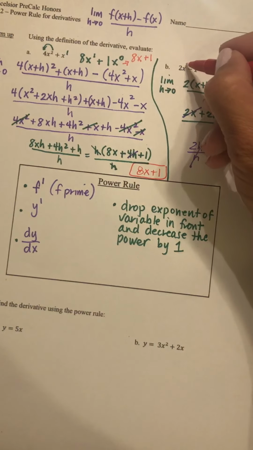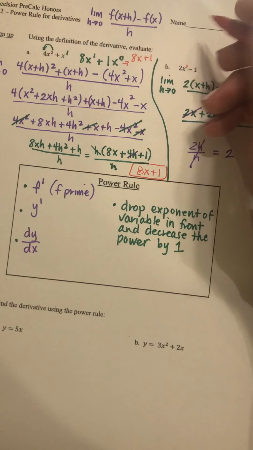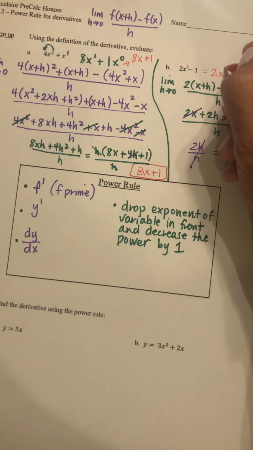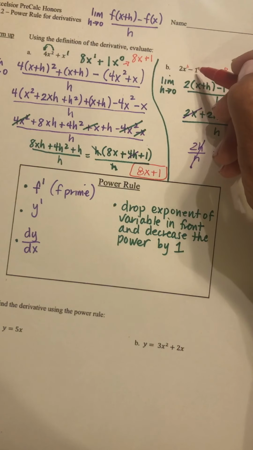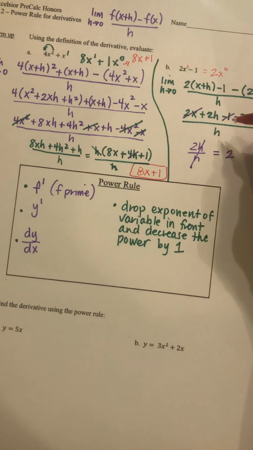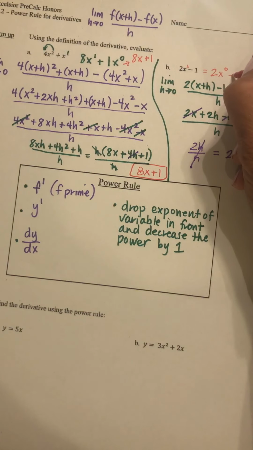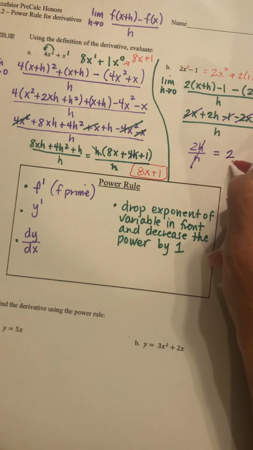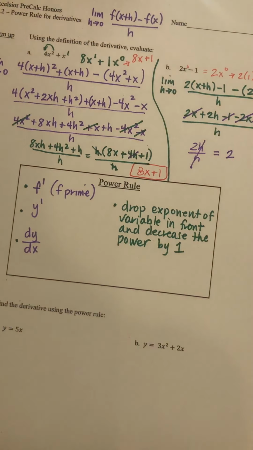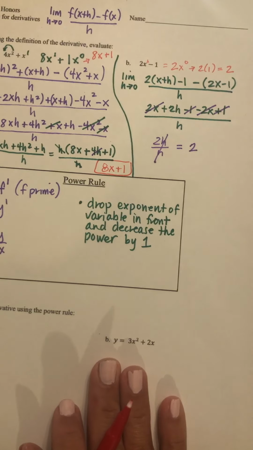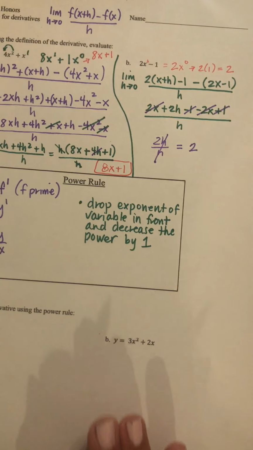So looking at B, this is 2x to the first. So that 1 would drop in front times 2 would give you 2. This x is now x to the 0. Now, there's no variable here. So when you are taking the derivative, when there's a constant, it just goes to 0. So what happens is now, this is 2 times 1, because x to the 0 is 1. Telling me my derivative is 2 by my rule. By using the definition, I also got 2. So it does work. However, the rules are a lot easier to use.